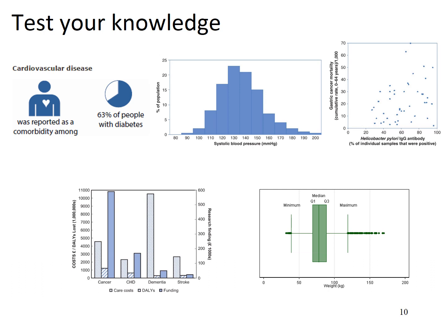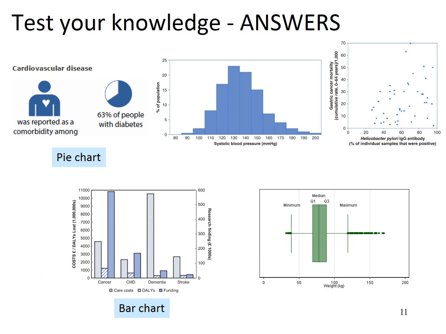Now it's time to test your knowledge and identify what type of graph is which. The bar chart is bottom left. The pie chart is top left. The scatter plot is top right. The histogram is top middle, and the box plot is bottom right.